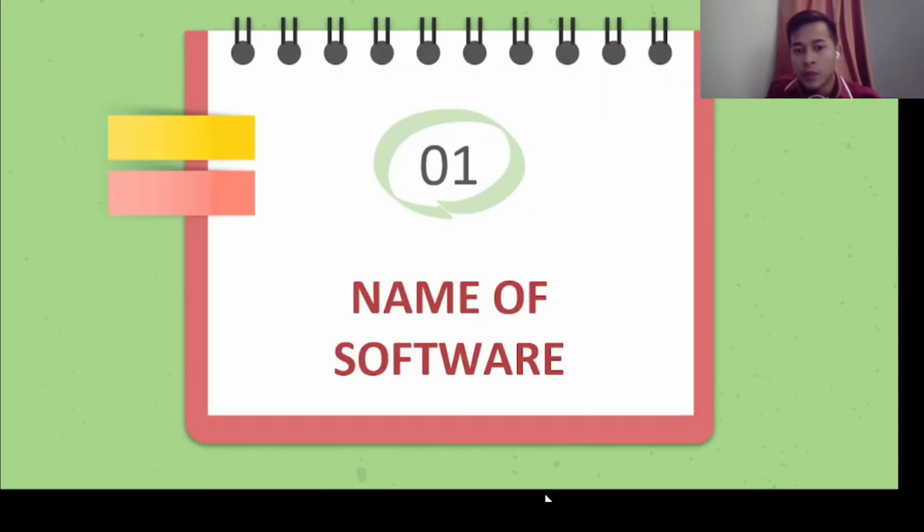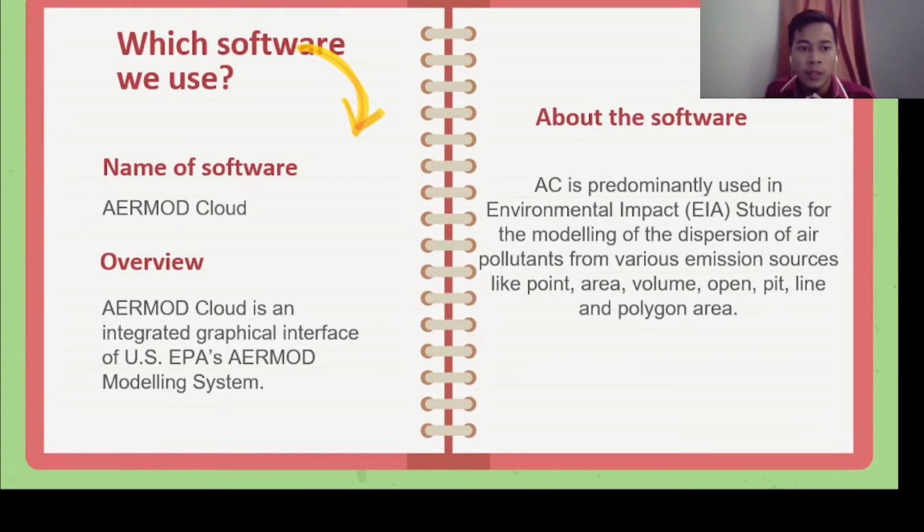Okay, first thing first, the name of the software today. The name is AERMOD Cloud, and the overview is it is an integrated graphical interface of the US EPA modeling system. A little thing about this software is it is predominantly used in environmental impact assessment (EIA) studies for the modeling of the dispersion of air pollution from various emission sources like point, area, volume, open pit, line, and polygon area.